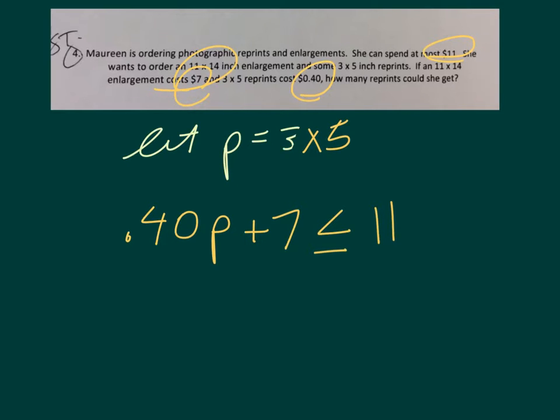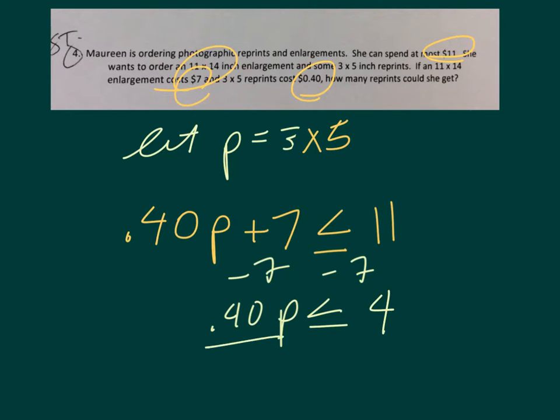So let me go through that again. Again, she wants one of the 11 by 14s. Those are $7 each. She doesn't know how many of the 3 by 5s she can buy, but they're 40 cents each. She can spend at most $11. That's less than or equal to 11. Now this one becomes a two-step inequality. So subtract your 7, and 0.40p becomes less than or equal to 4.